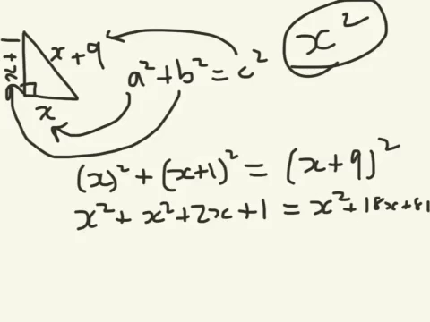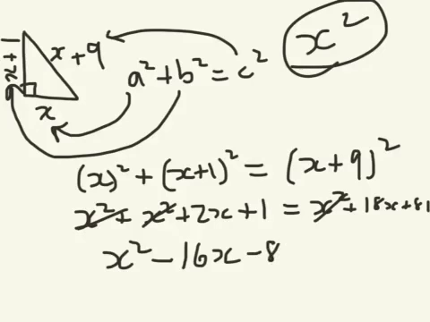So, let's see, I've got 2x squared, and I'm going to move that one x squared over, so now I've got x squared. We got rid of those. I'm going to move the 18x over to where the 2x is, so that's going to make minus 16x. And then I'm going to move the 81 over, it becomes minus 81, plus 1 is minus 80, and it's equal to 0. And now from here, we've got to solve it.